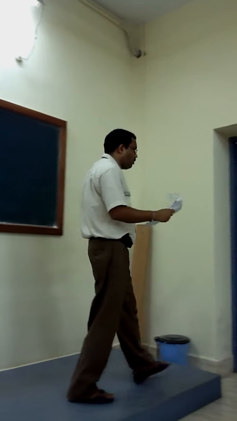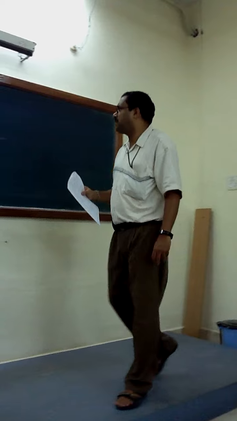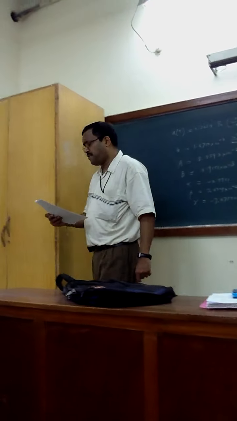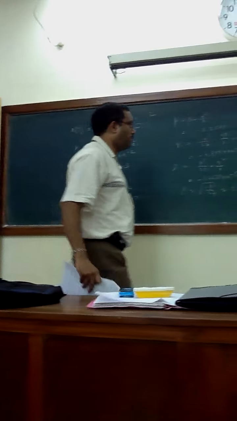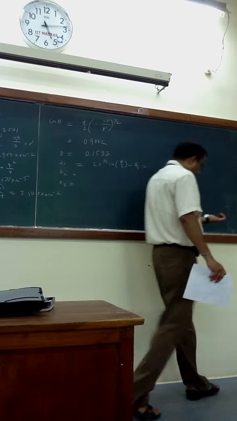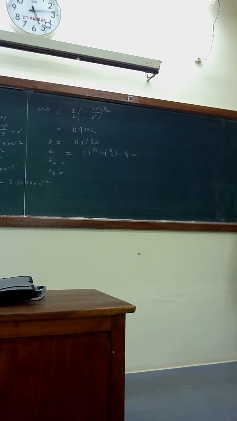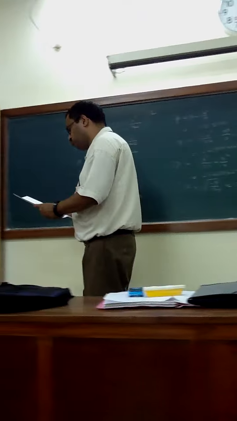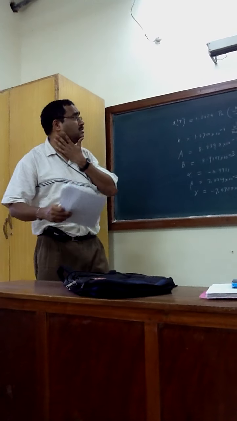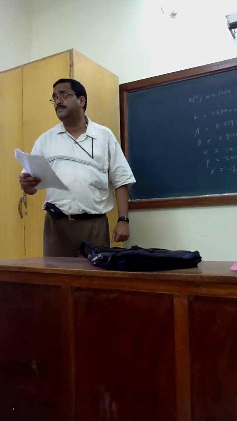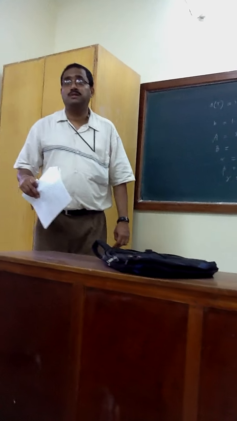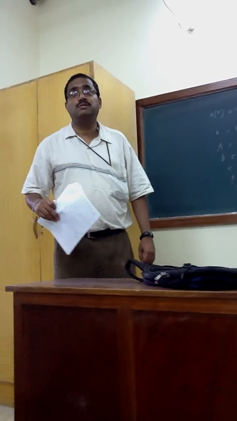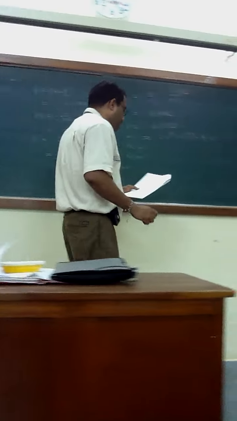Theta by 3 is 0.1533 divided by 3 and then you take the cos. Let me check the answer. I want to have the final answer, z1. 0.9153 somebody is getting. 0.9194 somebody is getting. 0.9158 somebody is getting. 0.915.